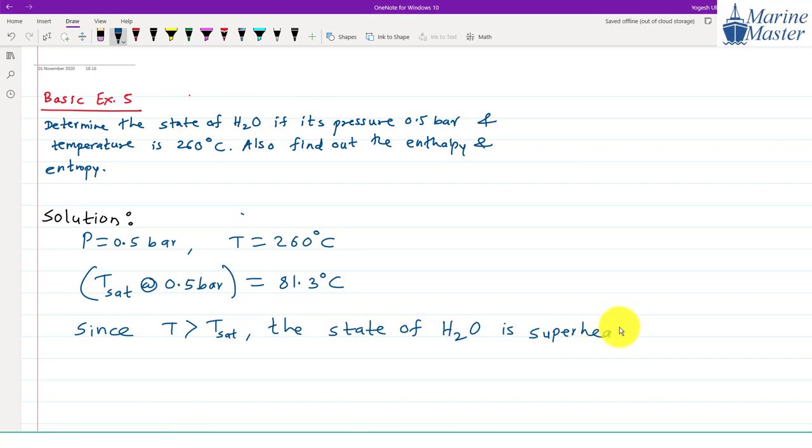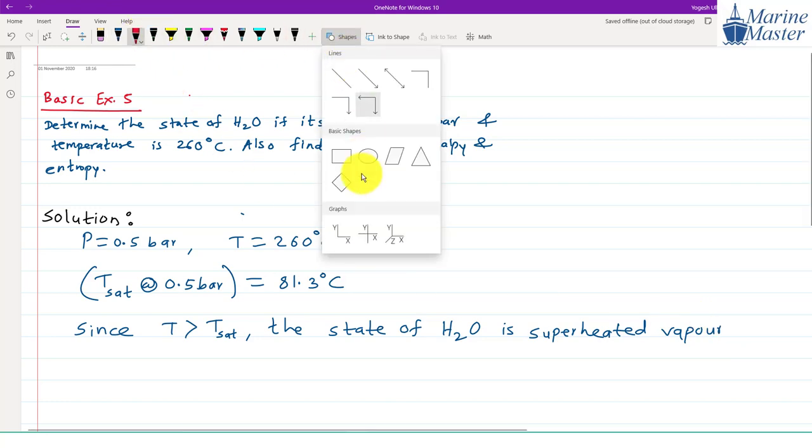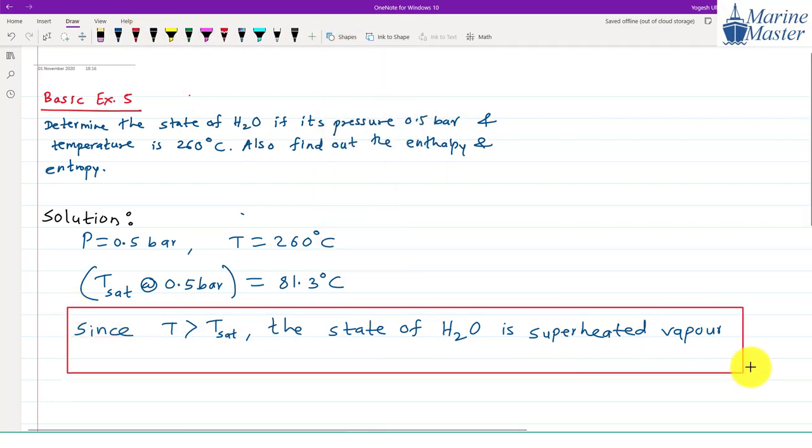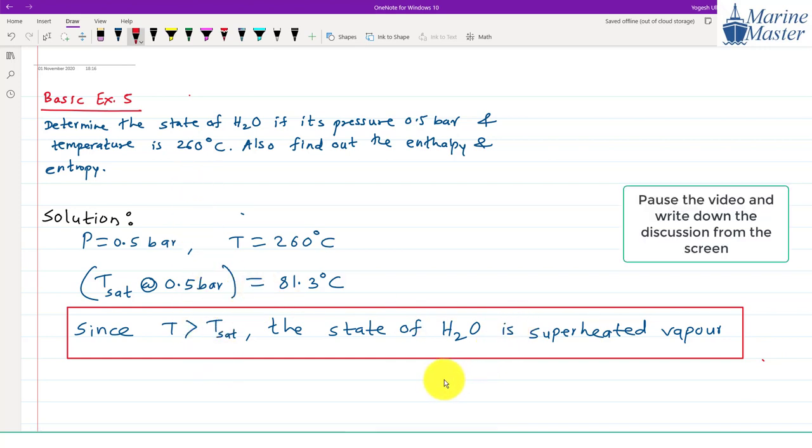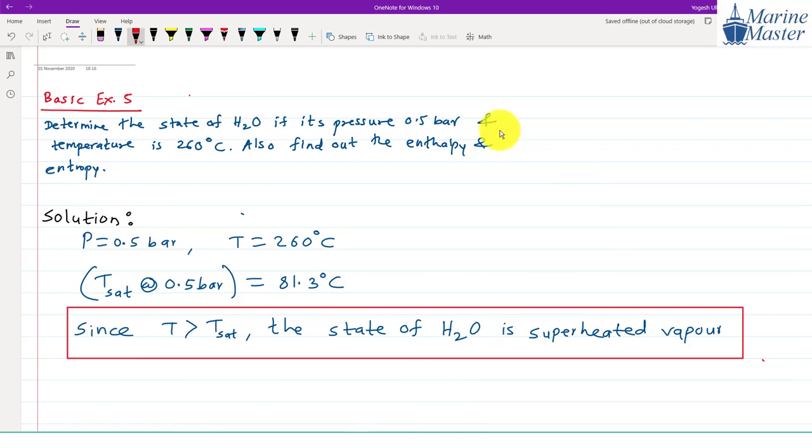What is the state of H2O? Superheated vapor. That is our first answer. That is what they are asking us in the first part of this question, guys. So before going further, please everyone write down this discussion. So now we got it, the state of H2O.